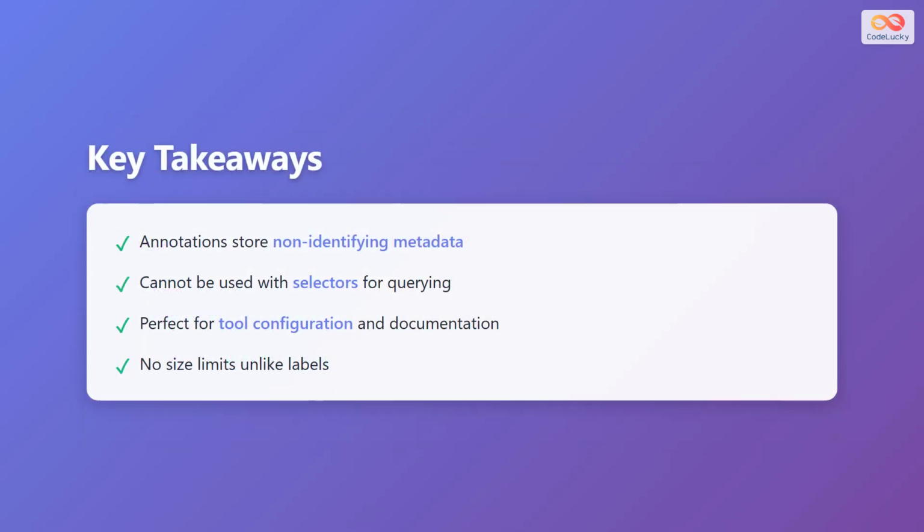Let's recap the essential points about annotations. First, annotations store non-identifying metadata that describes your resources without affecting their behavior. Second, they cannot be used with selectors for querying, which distinguishes them from labels. Third, they're perfect for tool configuration and documentation purposes. And finally, unlike labels, annotations have no size limits, allowing you to store detailed information. Understanding when to use annotations versus labels is crucial for effective Kubernetes resource management.